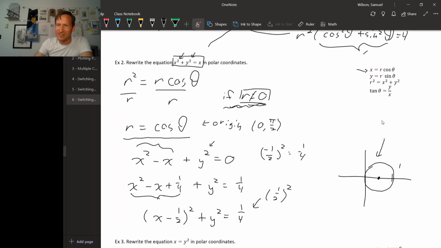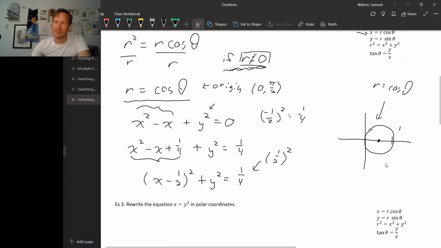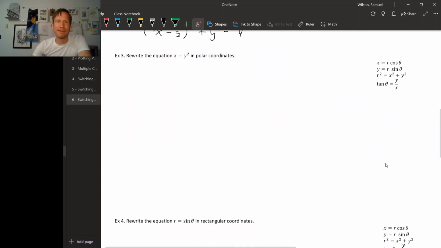So this is r equals cosine theta. Okay. Let's try another example. So let's rewrite this equation, x equals y squared, in polar coordinates.